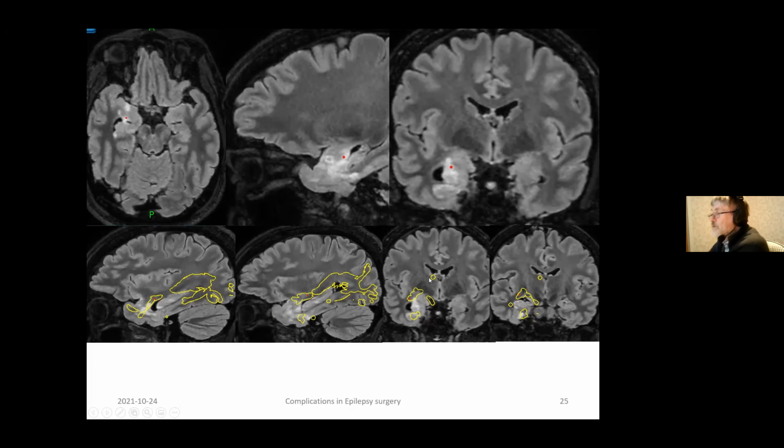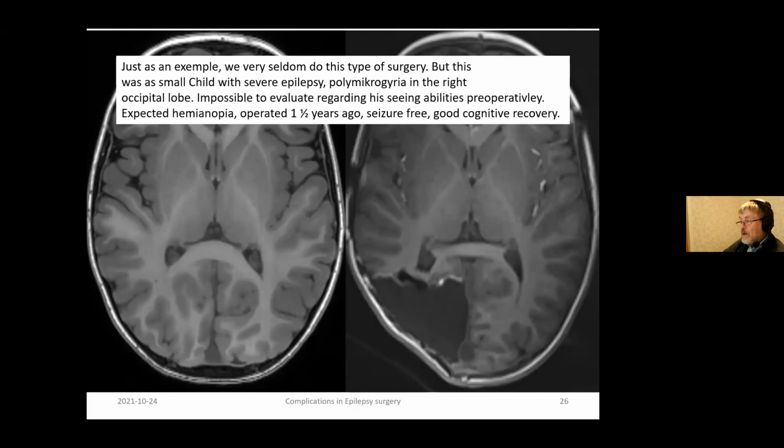And this is a very special exception. At least in Gothenburg, we extremely seldom do surgeries like this, but this is a small child, some few years old, with extreme severity of the epilepsy, with polymicrogyria and dysplasia. And it was almost impossible to evaluate the visual field before the surgery.